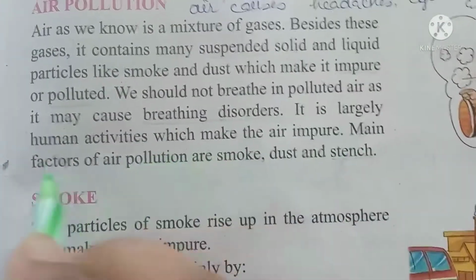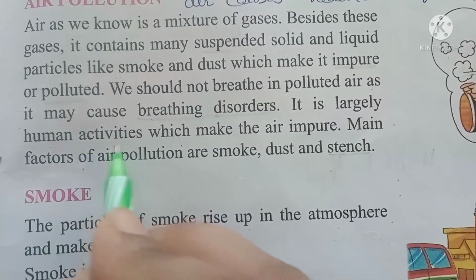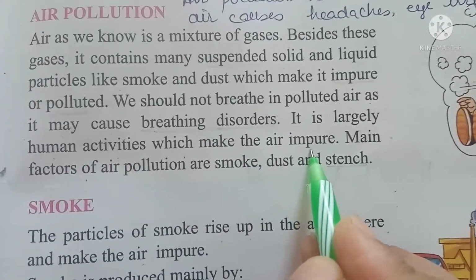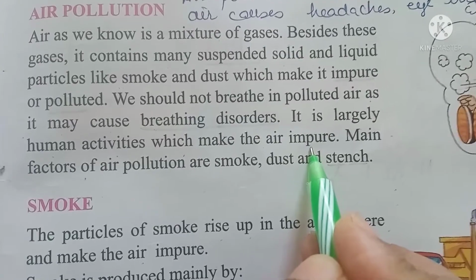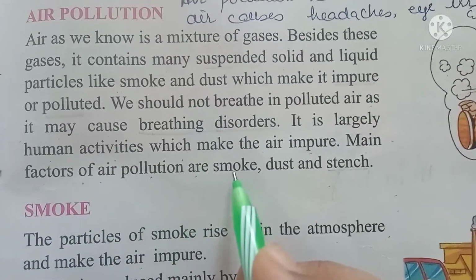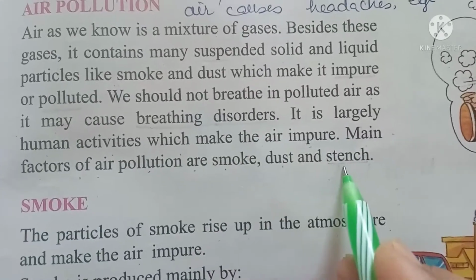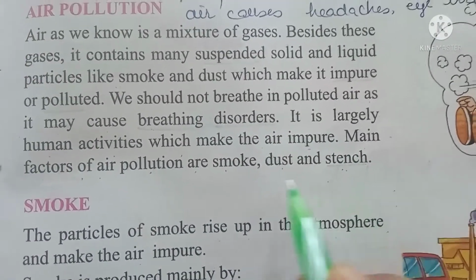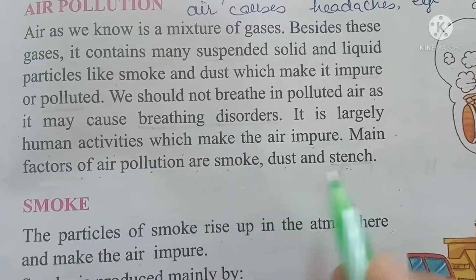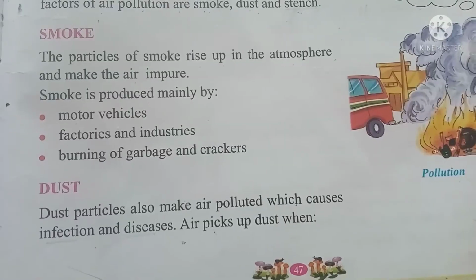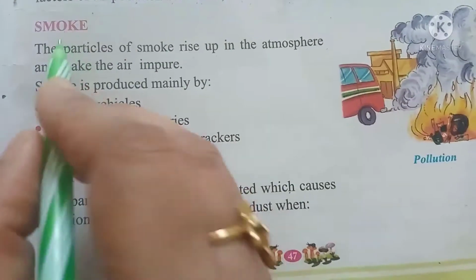It is largely human activities which make the air impure. Main factors of air pollution are smoke, dust and stench. Stench means bad smell. So these are the three pollutants: smoke, dust and stench. Let us learn one by one.